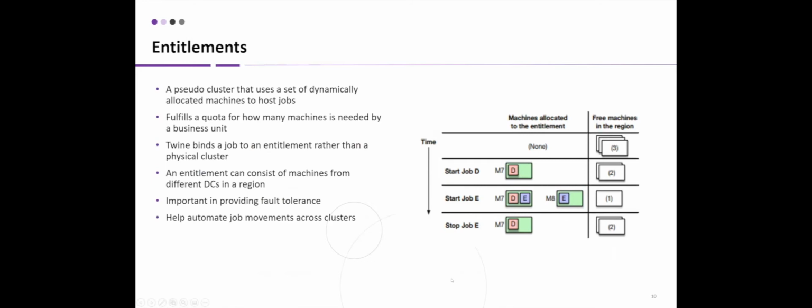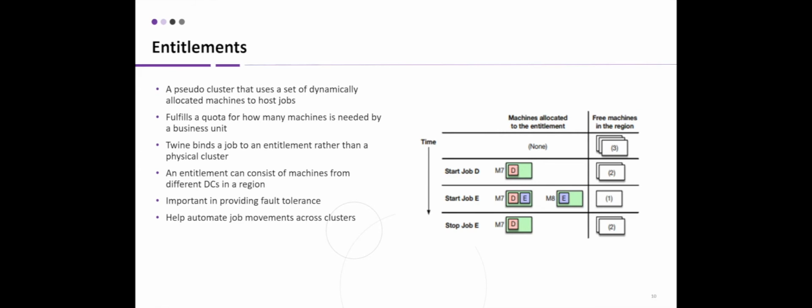Okay, so entitlements. The way Twine is different from everything else that came before it is really these entitlements. It's a pseudo cluster that uses a set of dynamically allocated machines to host jobs. So it's essentially saying that an entitlement is like, I am given a certain amount of machines to do what I want with, like to perform a job or things like that. So it's a quota for how many machines are needed by a business unit. And that could be for whatever, given a certain budget, things like that.